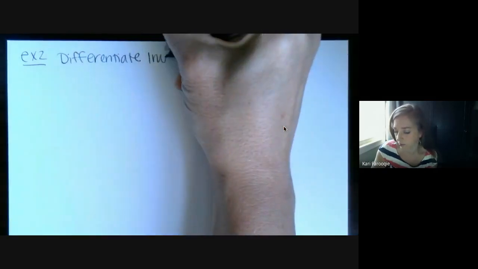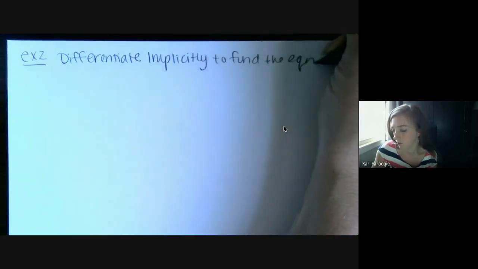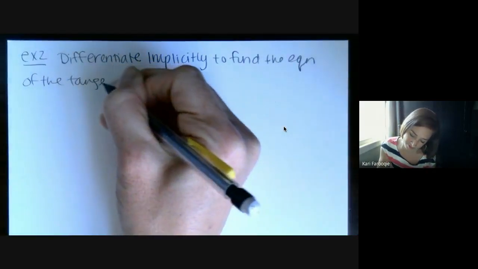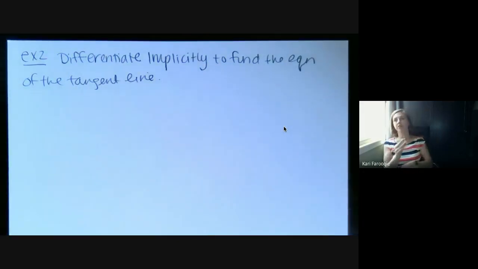Differentiate implicitly to find the equation of the tangent line. And I didn't want to just say differentiate implicitly. I wanted to make it a tangent line problem because I really want you to get used to evaluating these at the given point, especially if you end up having an inverse trig function in your derivative, which isn't always going to be the case. You do have it in B.